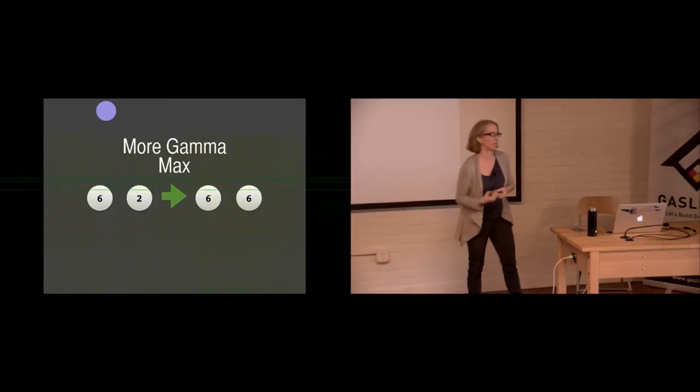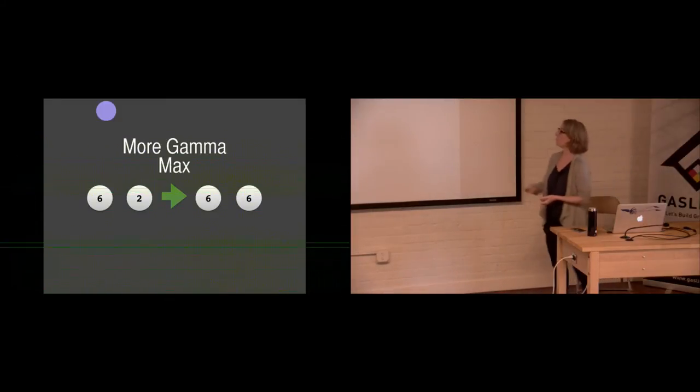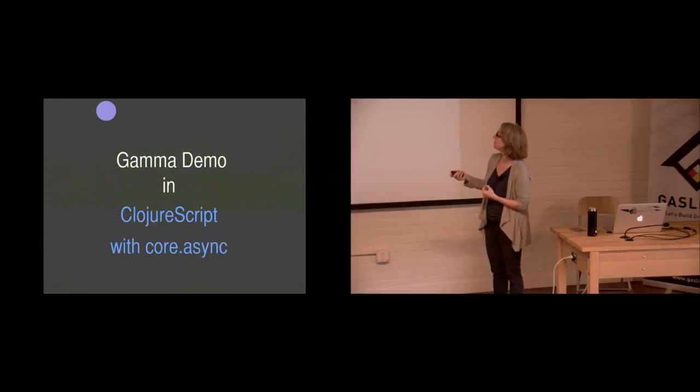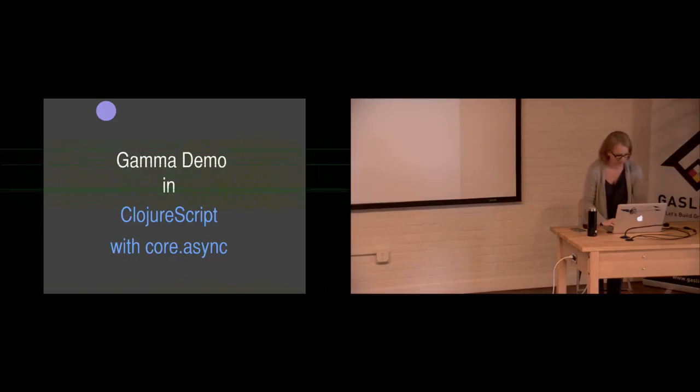So we can not only calculate primes like this, but we can calculate something else like a max. So 6 and 2 can react with a max reaction, and it would just take the biggest one and return both of them, so 6 and 6. Let's go ahead and see this in a demo.